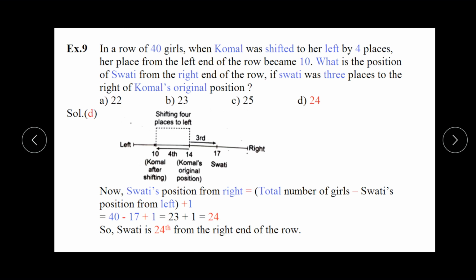And we have to find out Swati's position from the right side. How can we find out? It is given that there are 40 girls. It means what we will do? We will subtract these 17 from 40. From 40, if we subtract these 17, that time 23 are left. There are 23 persons after Swati to the right side. Swati के बाद 23 हैं. It means if we will count Swati also, that time we will add 1. It means Swati's original position from the right side is 23 plus 1, that is 24.